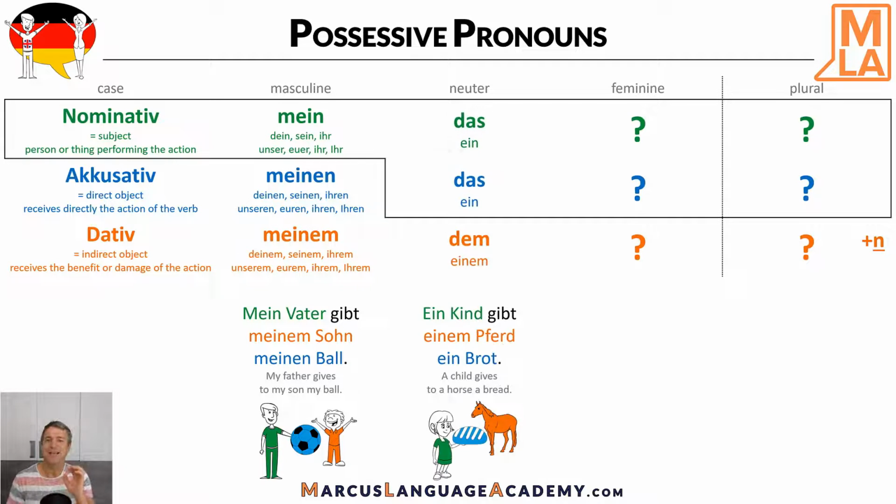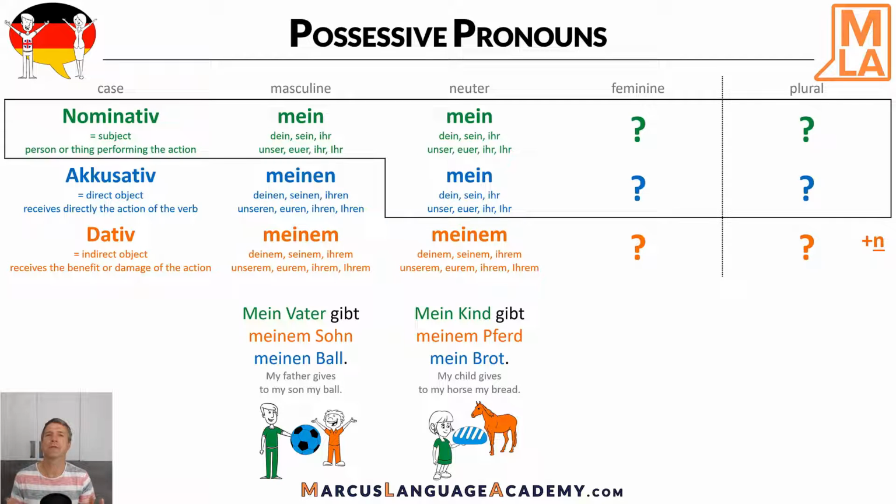The neuter sentence was: Ein Kind gibt einem Pferd ein Brot. A child gives to a horse a bread. And with possessive pronouns we have the following. Mein Kind gibt meinem Pferd mein Brot. My child gives to my horse my bread.